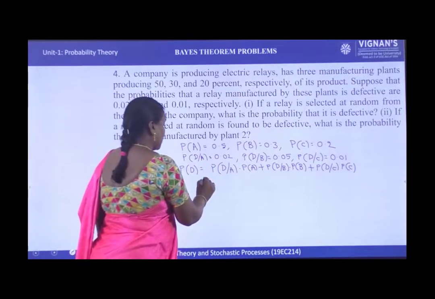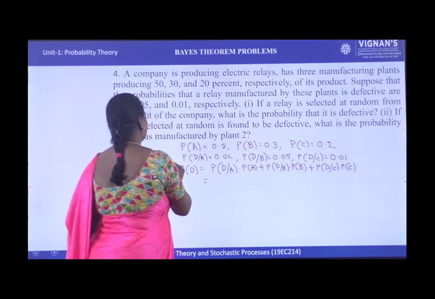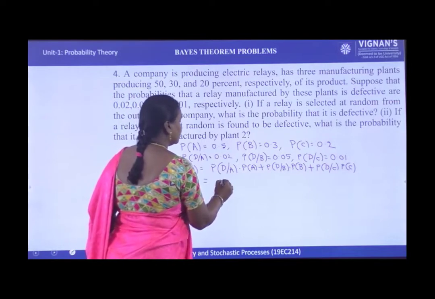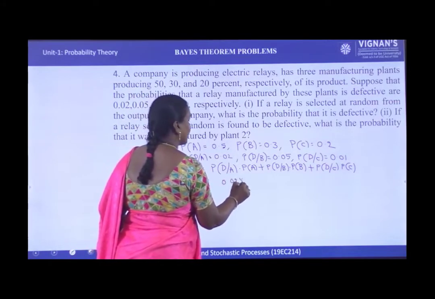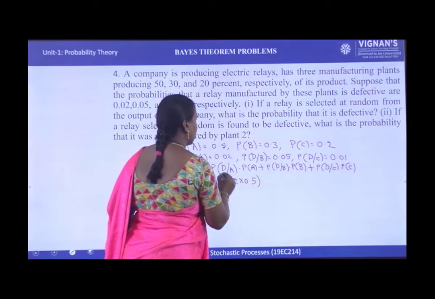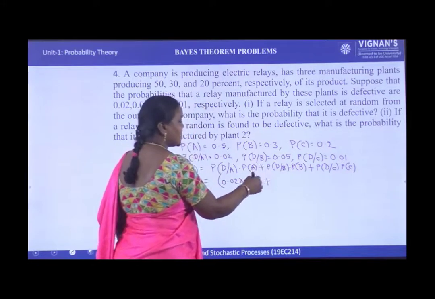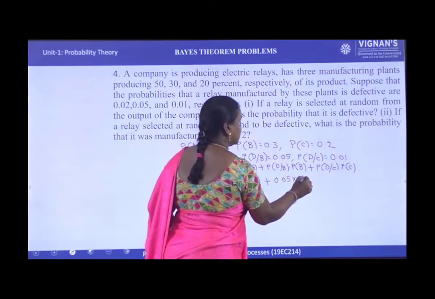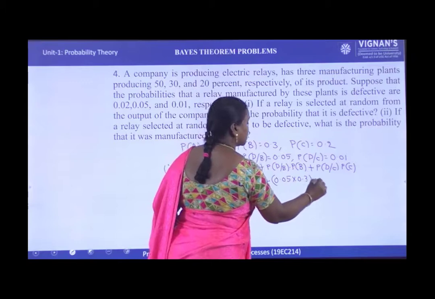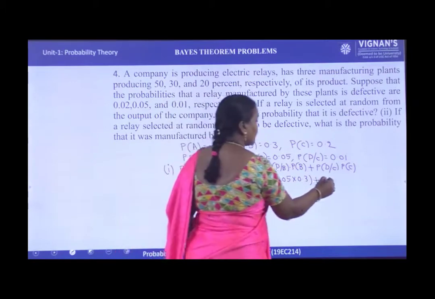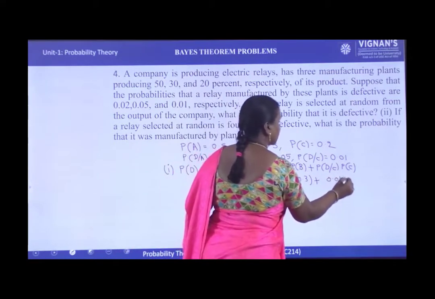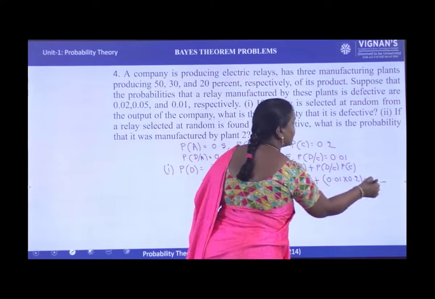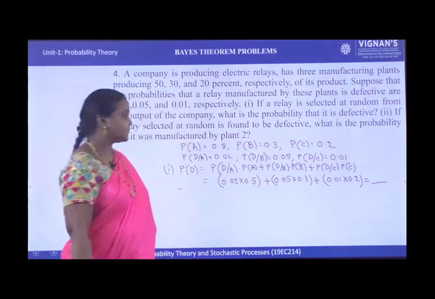So, substitute the values. 0.02 into 0.5 plus what is P of D by B? 0.05 into what is P of B? 0.3 plus what is P of D by C? 0.01 into 0.2. So, this will give you the probability of defectiveness.